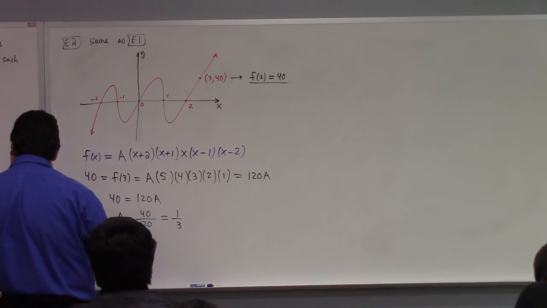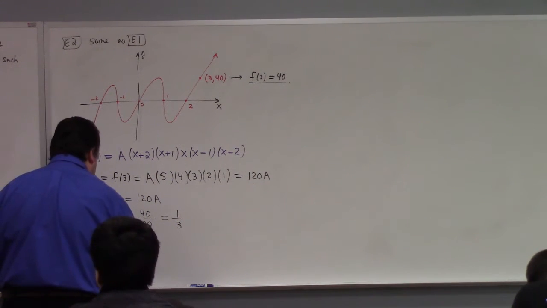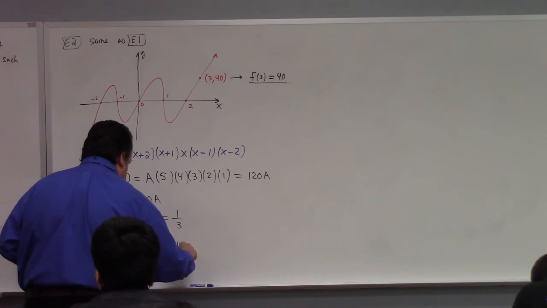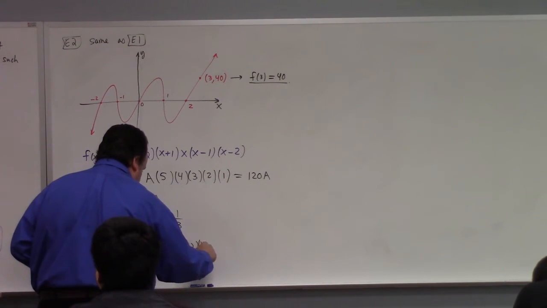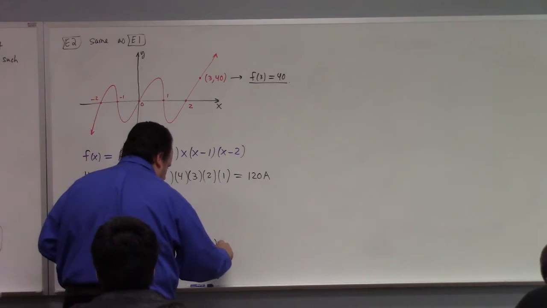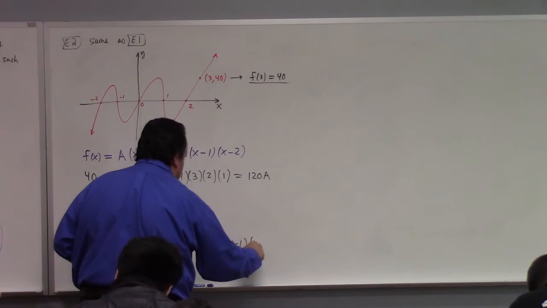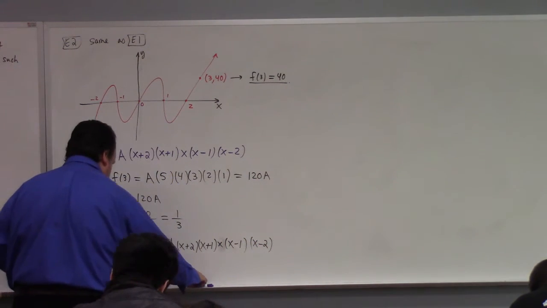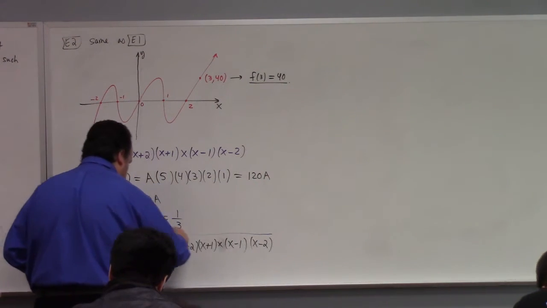So therefore, f of x equals 1/3 times x plus 2 times x plus 1 times x times x minus 1 times x minus 2. And there is your answer.